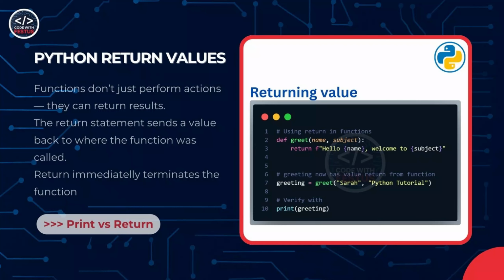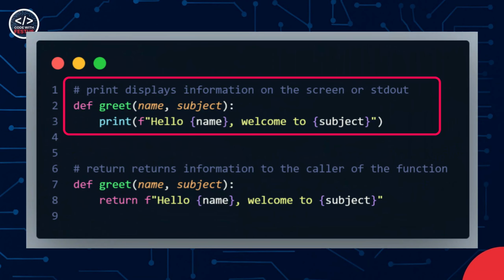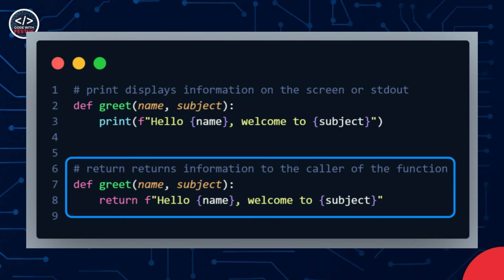Python functions don't just perform actions, they can return results. Imagine we want to save student greetings as attendance records. We can achieve this by simply using the return keyword where we previously had print. Hence, def greet(name, subject): print(f"Hello {name}, welcome to {subject}") now becomes def greet(name, subject): return f"Hello {name}, welcome to {subject}".